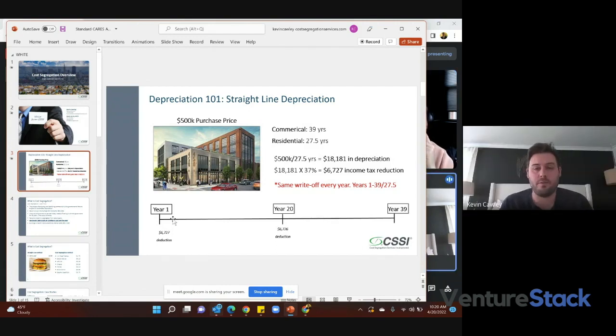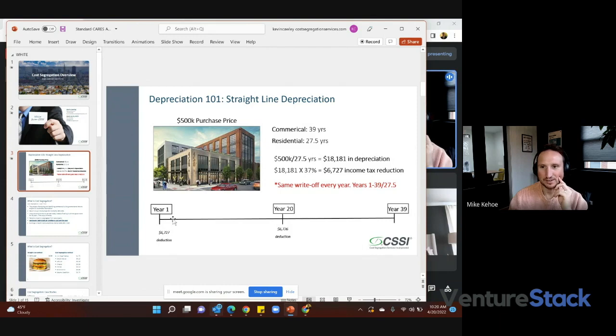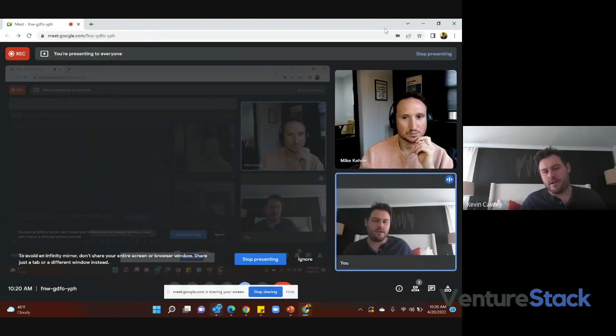So that's the power of depreciation. So even just purchasing real estate, not doing cost seg, it's powerful. Right. That's why we all do it. It's powerful in many ways, and this is just one of those ways. Right. So 100% agree there.